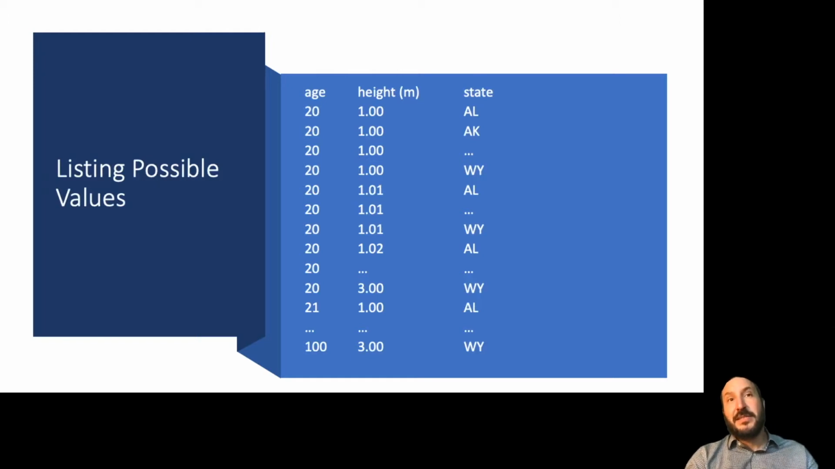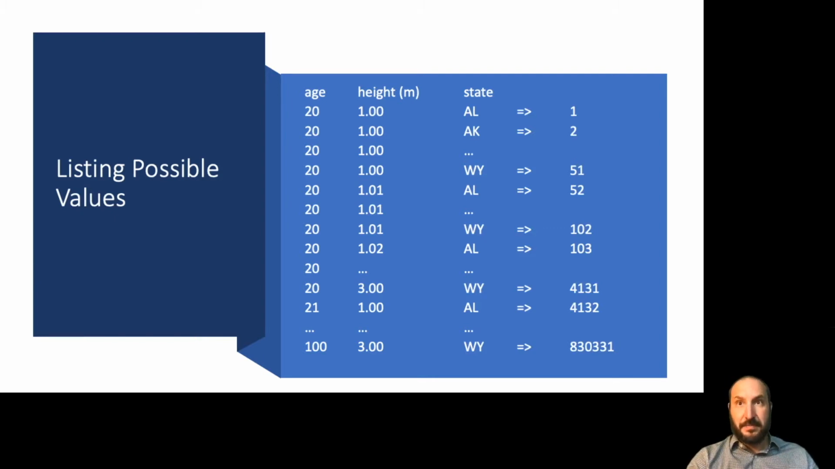So when we list the possible values, here's how we list them all. We start with the smallest age, the smallest height. We go through the 51 states. Increment height by its smallest increment. Again, go through the 51 states. Keep going until we've reached the biggest possible height. And then we increment age and start all over again. And if you go through this, you'll see that here would be the unique integers we would assign to each of these combinations.